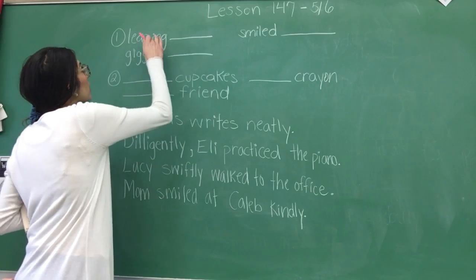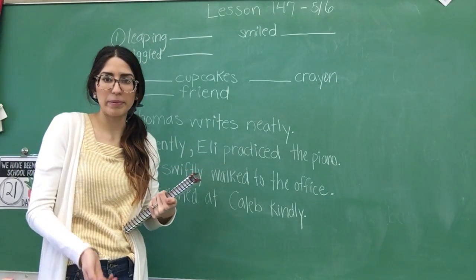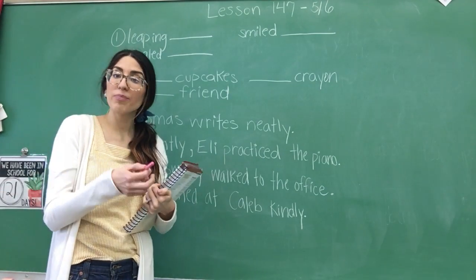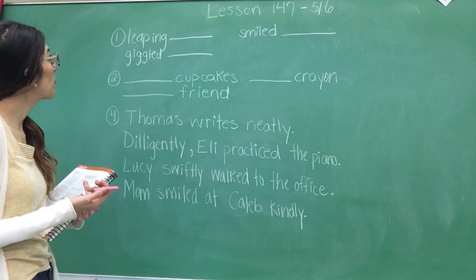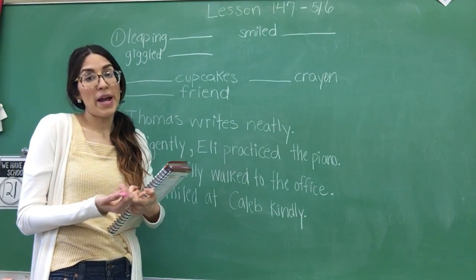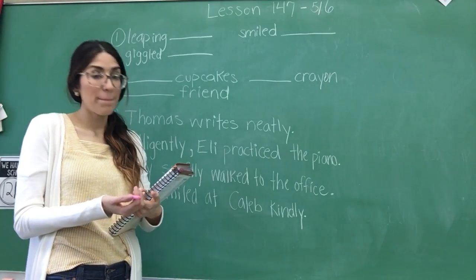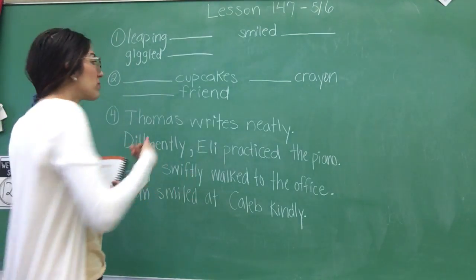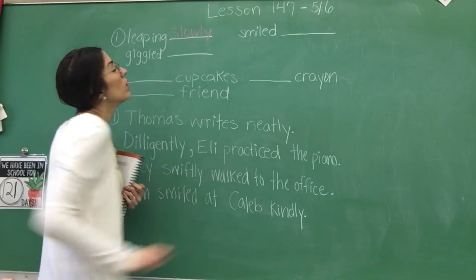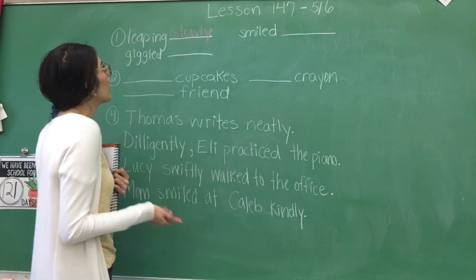So leaping, leaping blank. So how can an animal leap, okay? Leaping, so adverbs, and adverbs normally end in ly. So leaping how? A frog can leap, right? Leaping maybe slowly. Or if a frog is getting chased down, maybe he's going quickly, but he's leaping slowly.